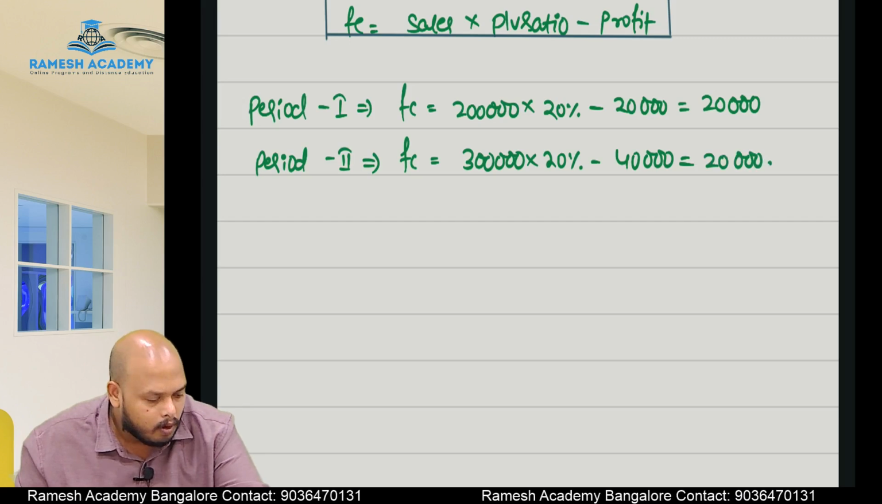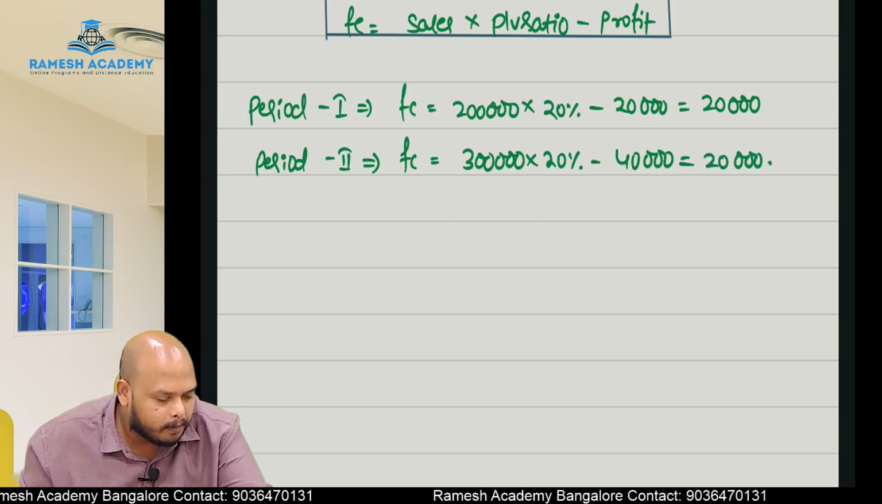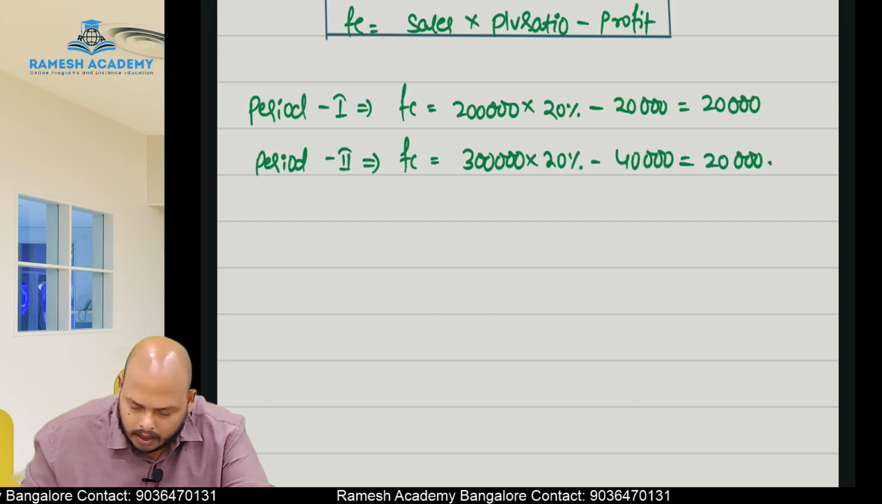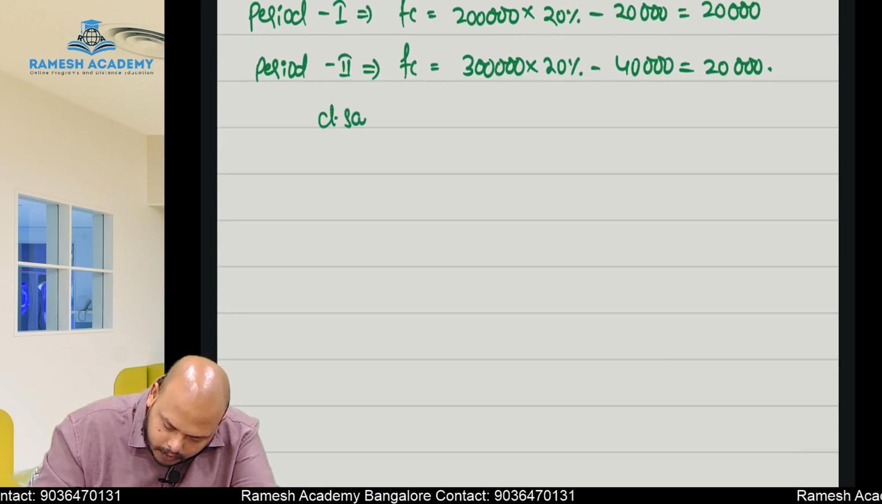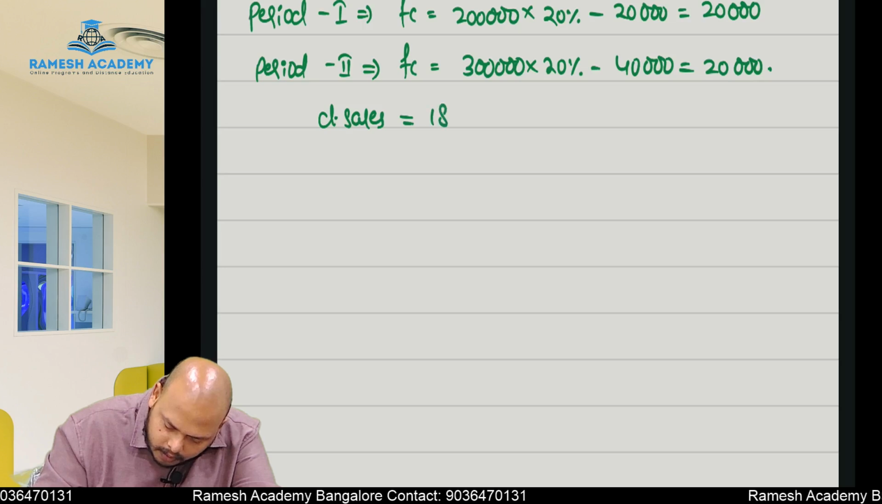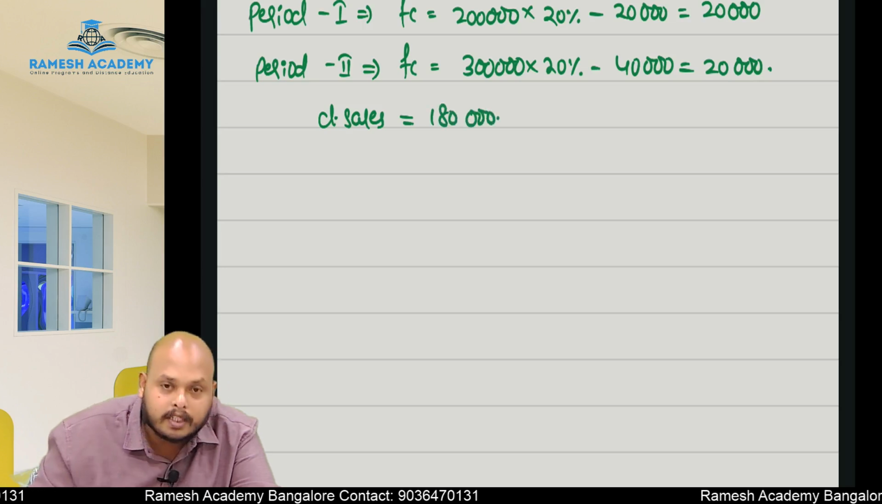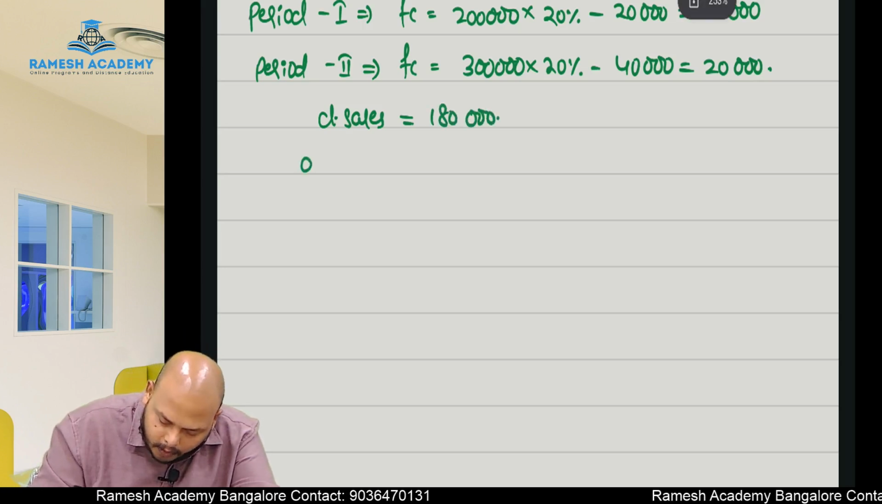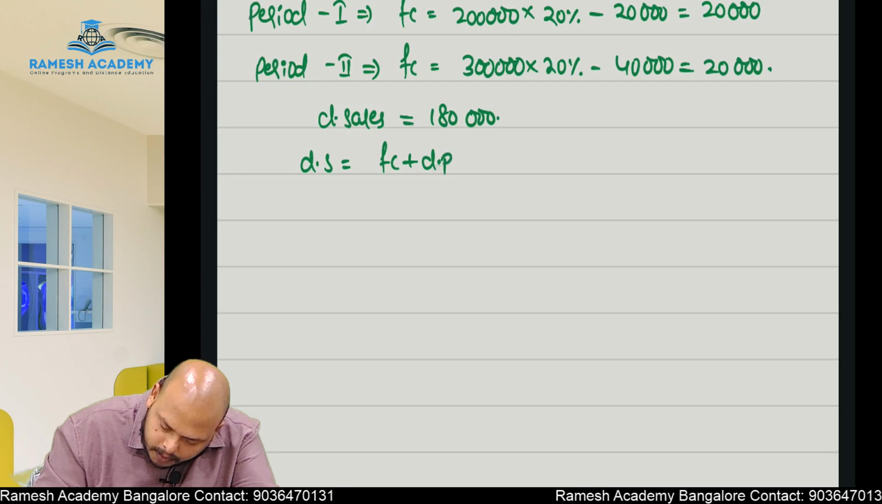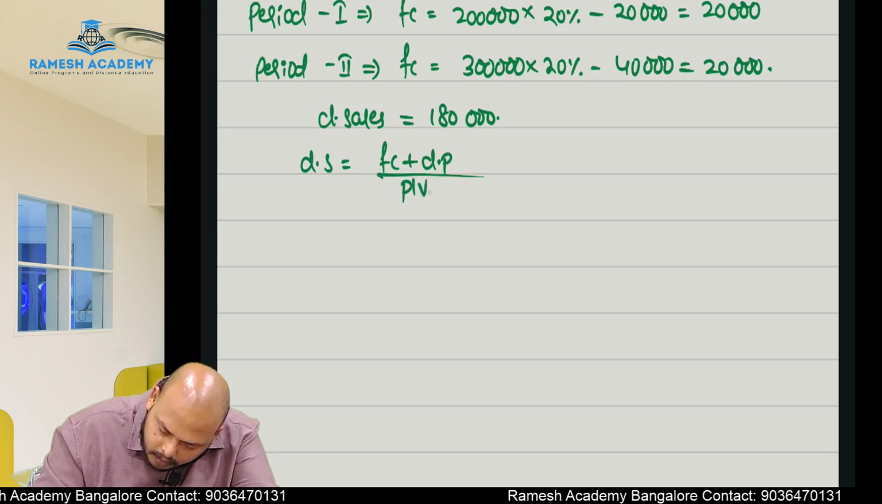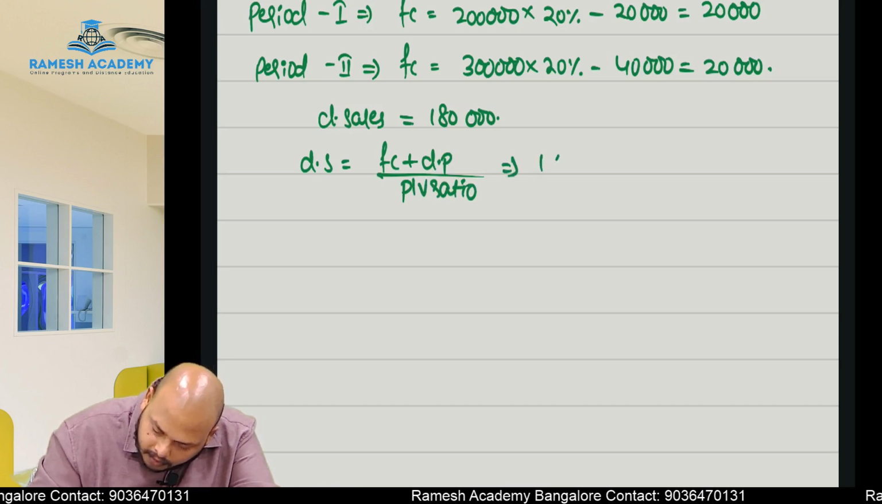Okay. Now what is the question he is asking? What would be the probable trading results with a sales of 1,80,000? That is nothing but desired sales. He gave desired sales as 1,80,000. He is asking what is the result. Simple. We know desired sales is equal to, what is the formula? Fixed cost plus desired profit by PV ratio.